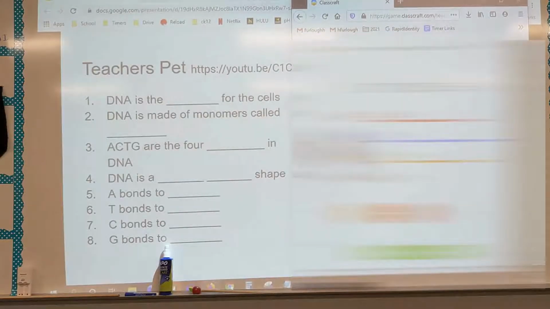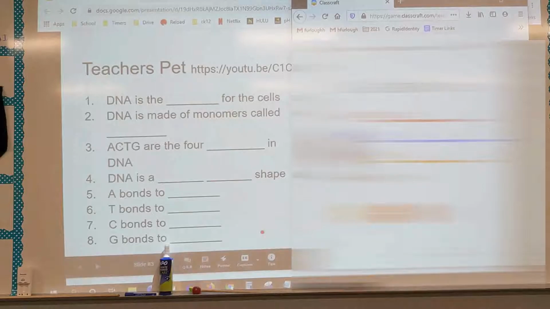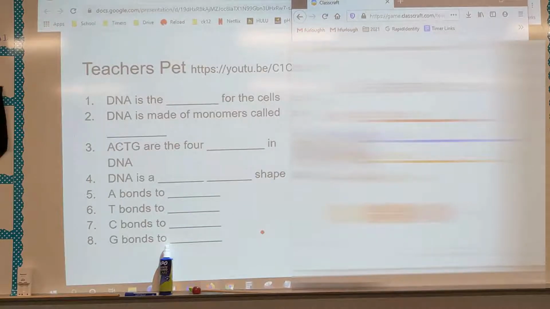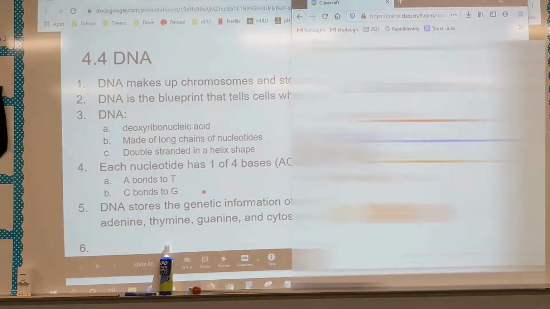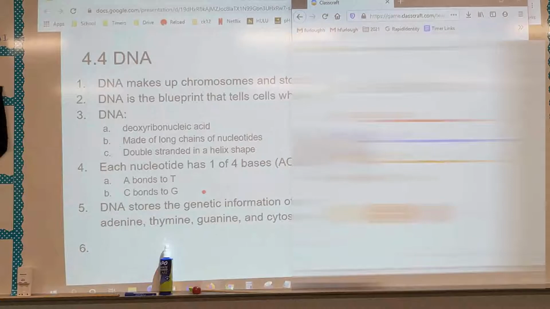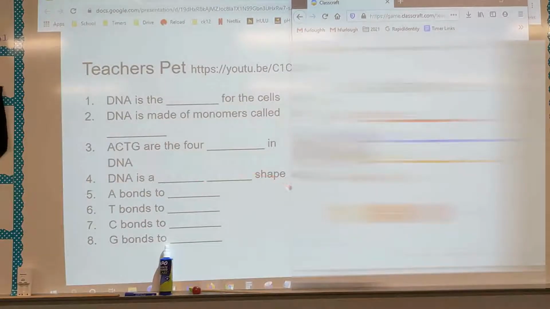Okay. Let's see who's next. Layla Andrews. DNA is a blank blank shape. Look back in your notes if you need to. The double helix. Double helix. Excellent.